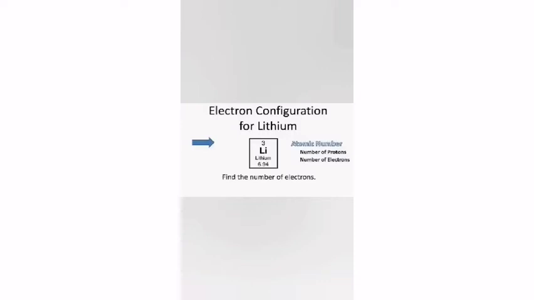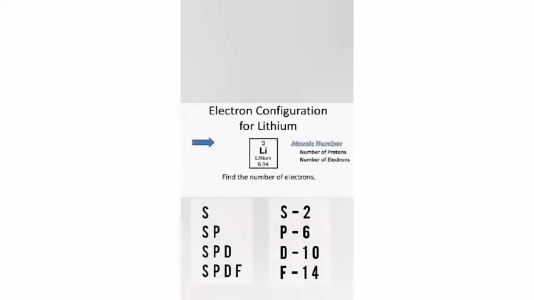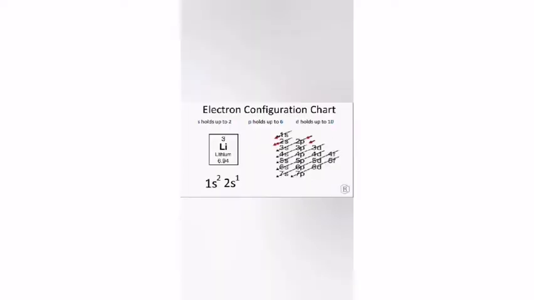Today we're going to find the electron configuration for lithium. So how do we write the electron configuration for lithium? By now, I should be confident in knowing the SPDF. It is important to remember that the electron shells hold 2, 6, 10, and 14 electrons. So let's get to our example, lithium.